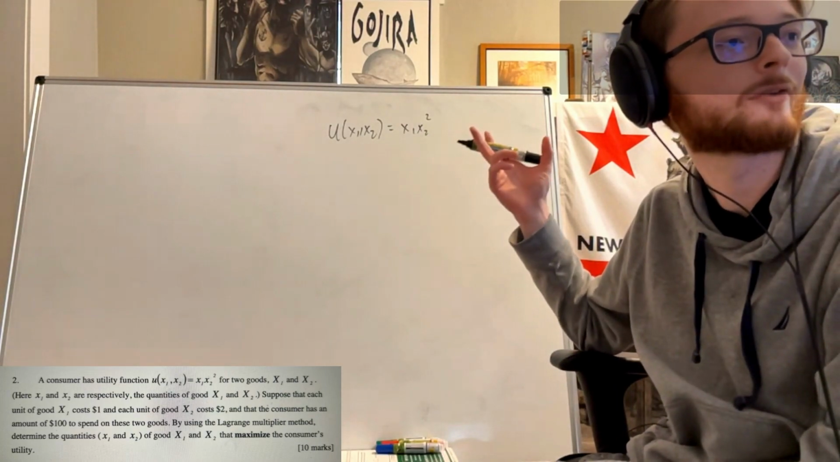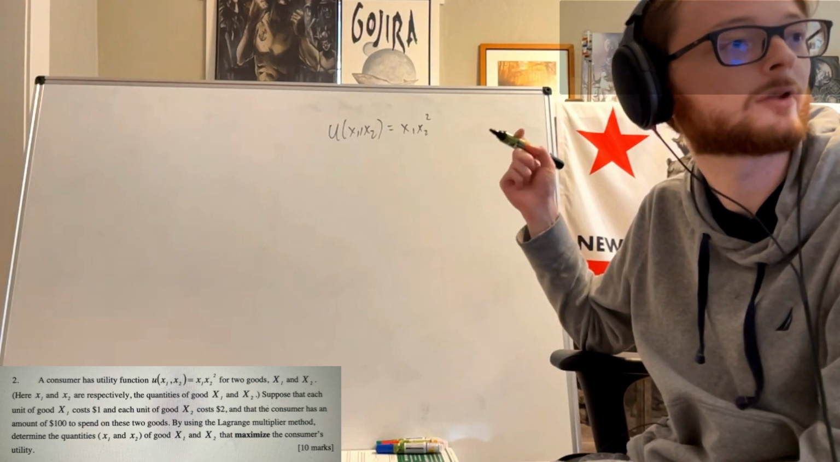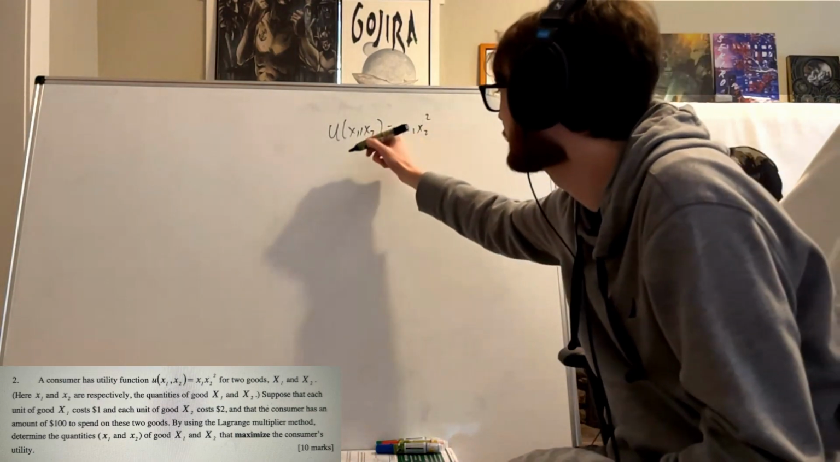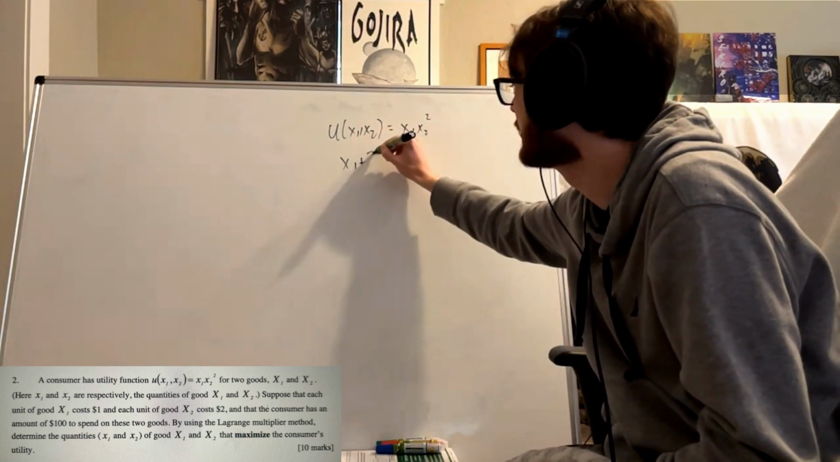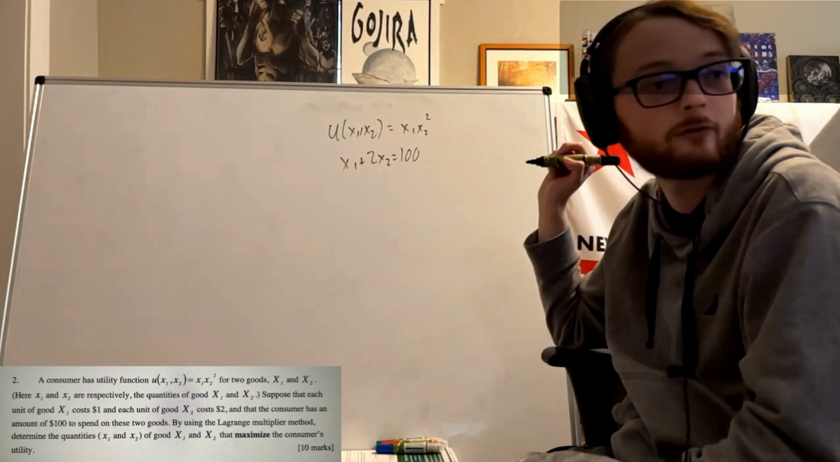But I guess the important takeaway is that x1 costs $1 each, x2 costs $2 each. So we know they have $100 spent in total. It should be x1 plus 2x2 is equal to 100. That is our constraint.